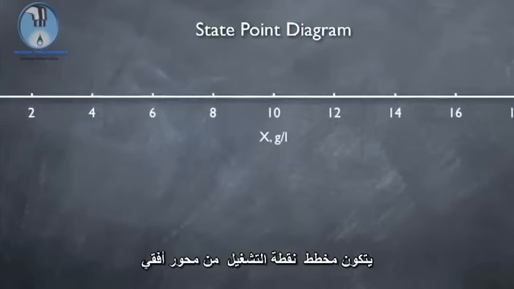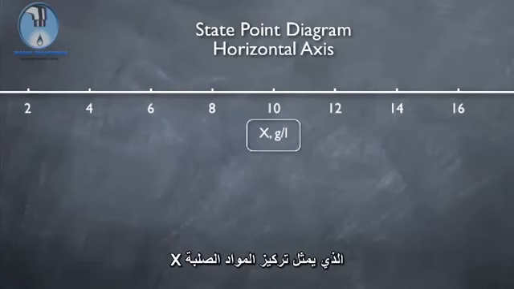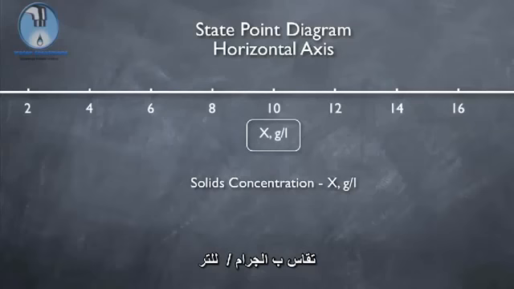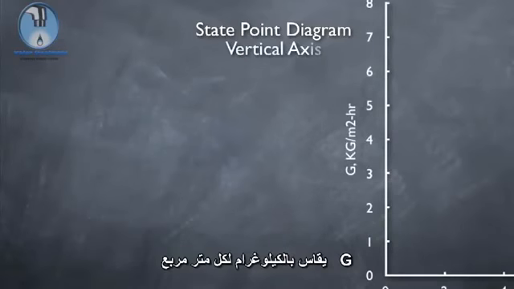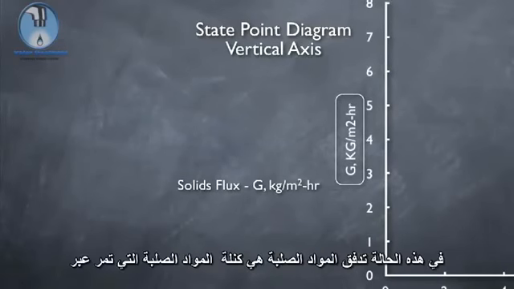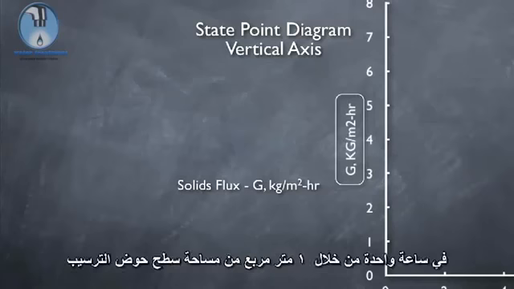The state point diagram consists of a horizontal axis which represents the solid's concentration, X, measured in grams per liter. The vertical axis represents the solid's flux, G, measured in kilograms per meter squared hour. In this case, the solid's flux is the mass of solids passing through the clarifier in 1 hour, normalized to 1 square meter of clarifier area.